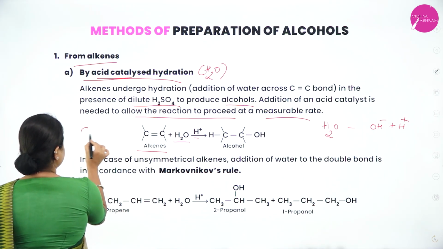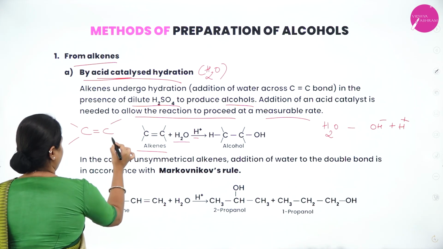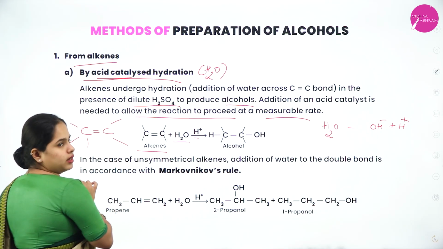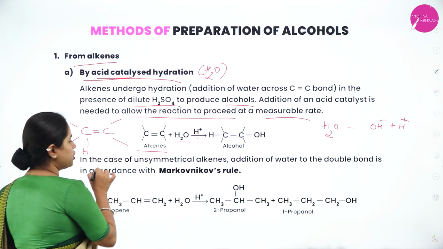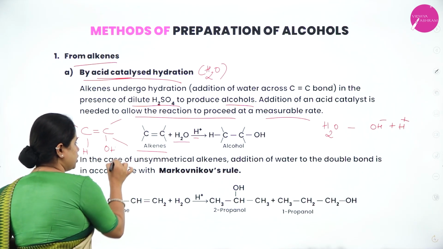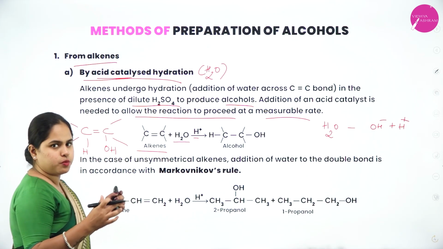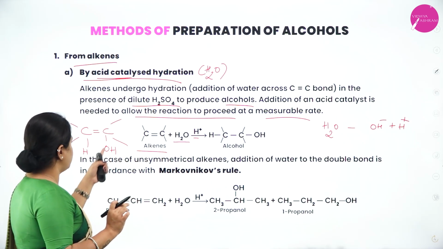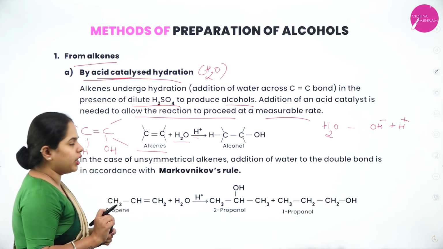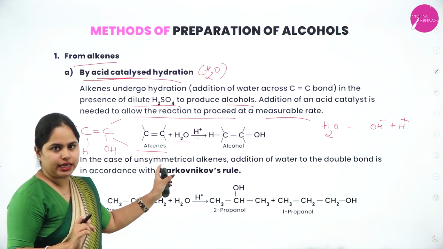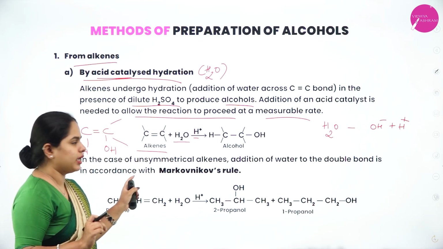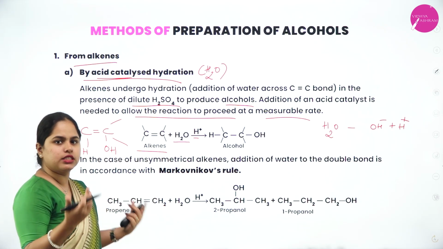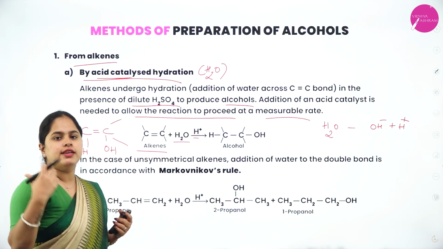As you can see here, C double bond C, and you have other bonds here. When water is added, to one carbon atom hydrogen is attached, and to the other carbon atom OH is attached. So this is the water which is split into hydrogen and hydroxyl, which will give you the product. From here, your alcohol is formed, right? This is an example of a symmetric alkene, because hydrogen can be attached on this carbon as well as this carbon. It doesn't make any difference because it is going to be the same alcohol.